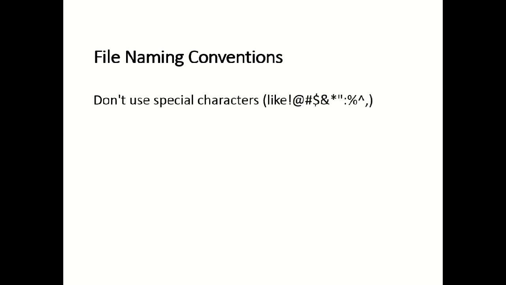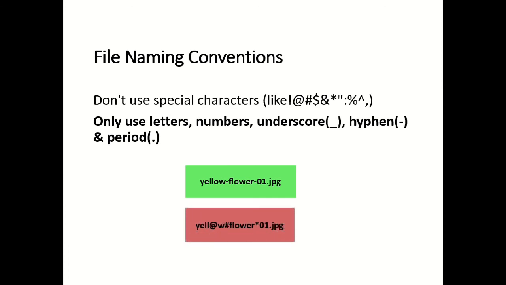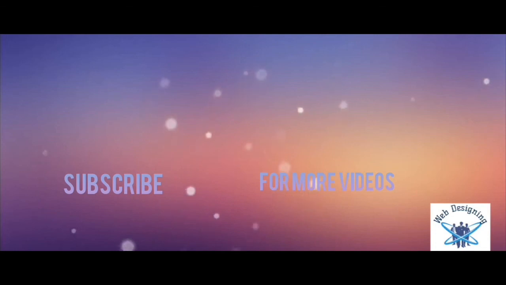Rule number 3 of file naming convention is don't use special characters like these that you're seeing on the screen, and instead you have to use letters. You can use letters, numbers, underscore, hyphen and period. So the first example is this, where I use hyphens to separate three things, and I also have used letters here, some numbers here. And in the second example, I have used many special characters, so this is wrong.